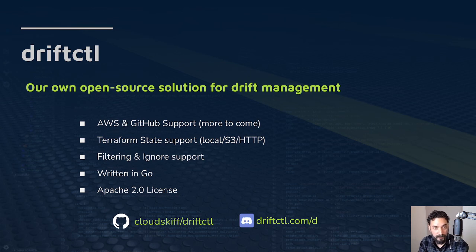So, driftctl is written in Go, it's Apache licensed, and we have support for AWS and GitHub right now as providers. More is to come. Please upvote on GitHub. We have a lot of discussions ongoing here. You can upvote for the next cloud provider we will support. This is completely a community-driven project. It's the same for the resources. We choose them based on feedback. So yeah, please do it.